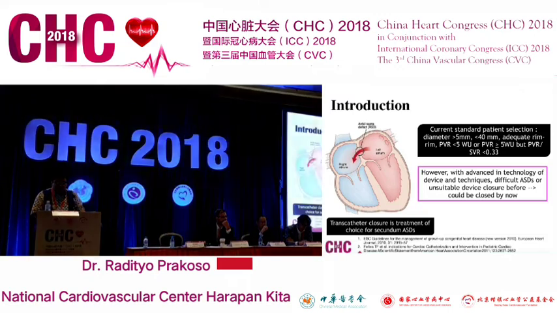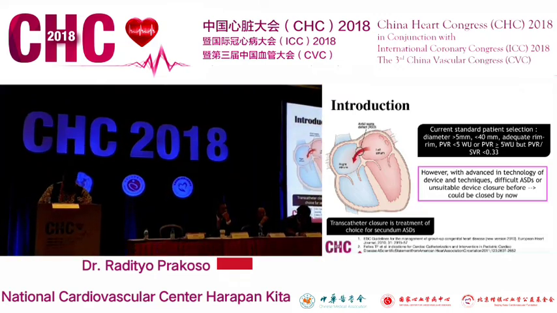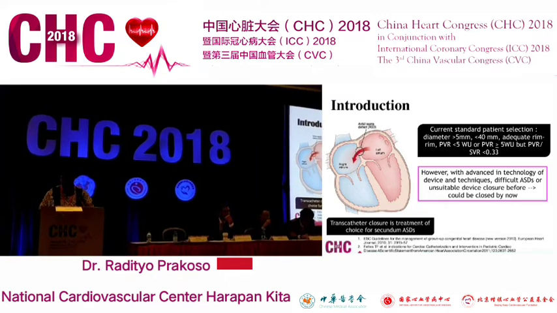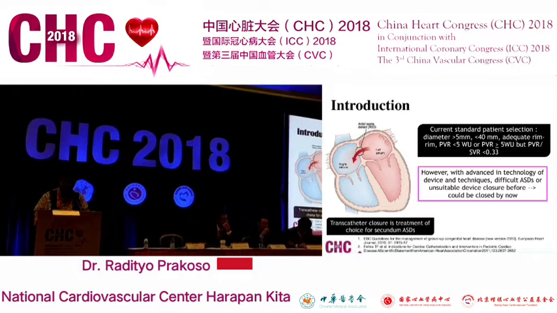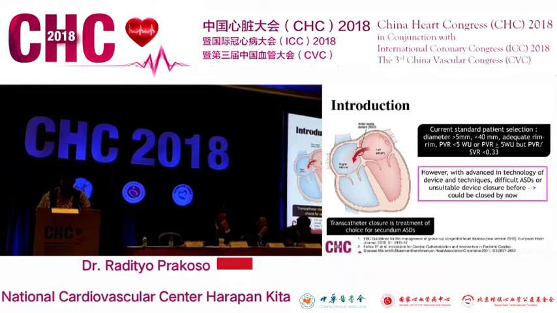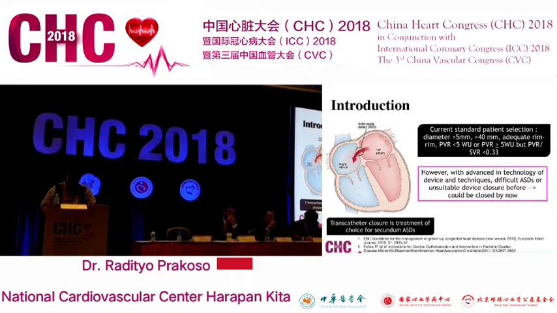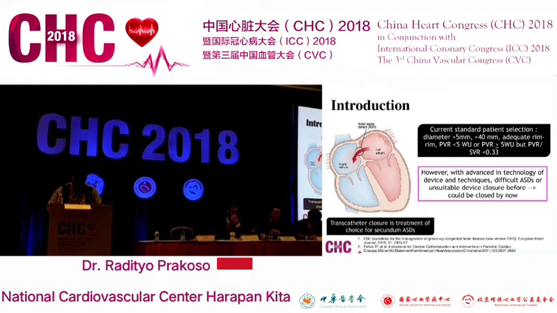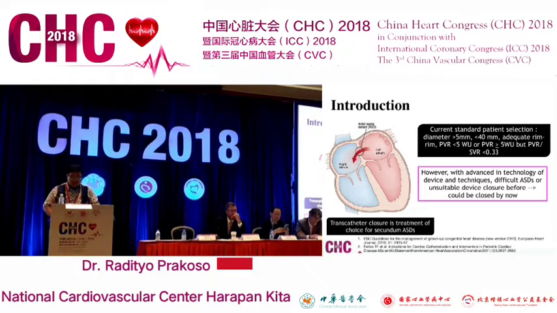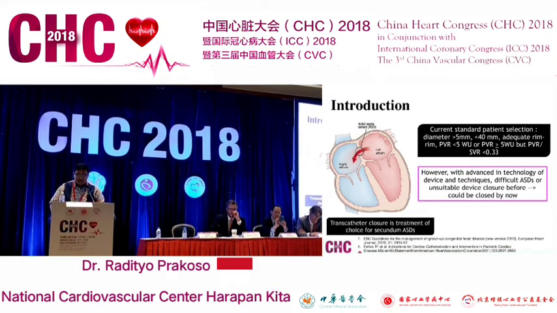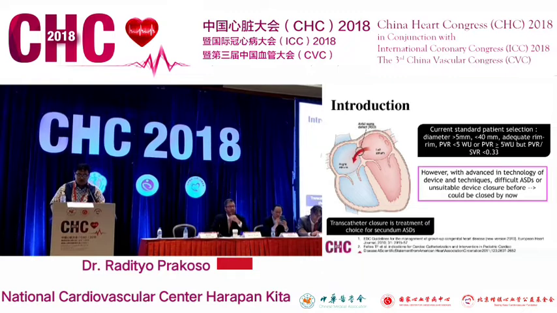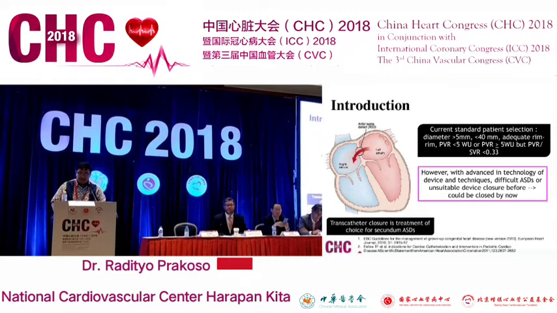For the introduction, the standard selection for transcatheter ASD closure is a diameter of around 5 to 14 millimeters with adequate rim, with PVR less than 5 Wood units and the Qp/Qs ratio less than 0.33.